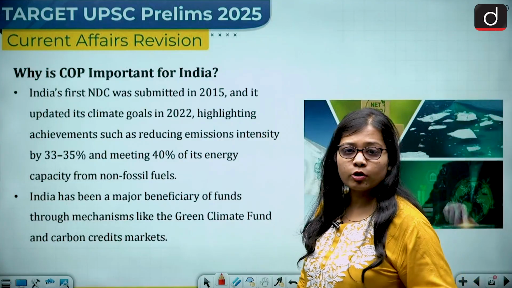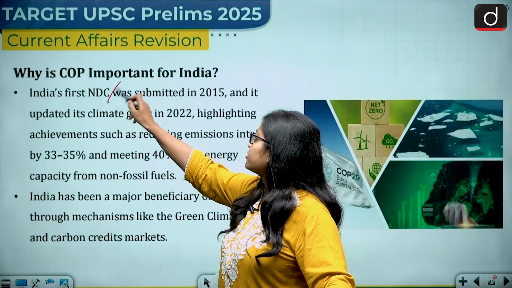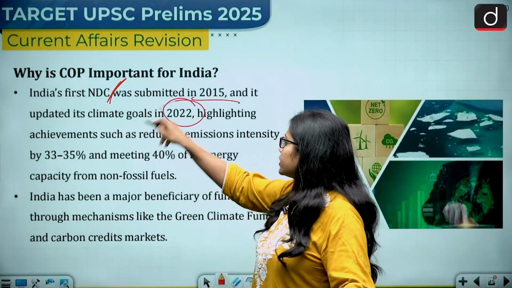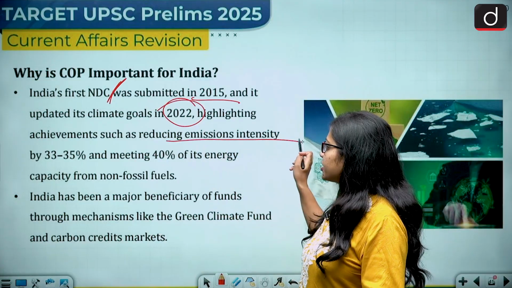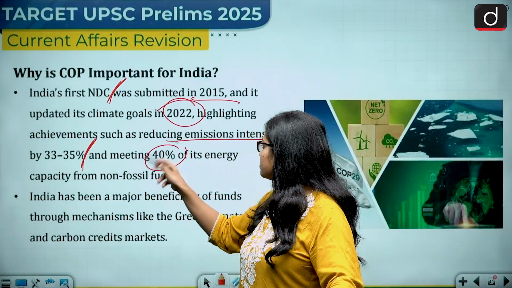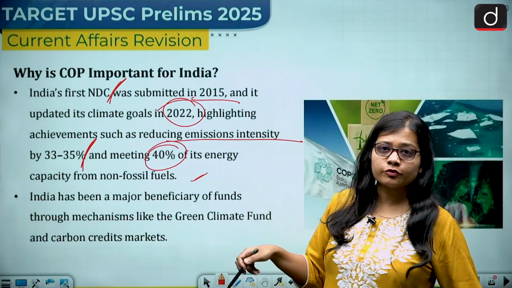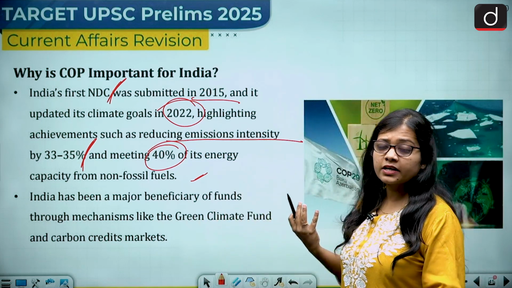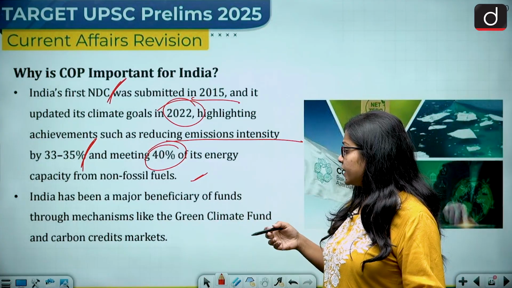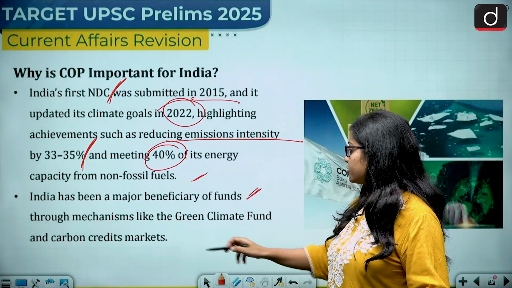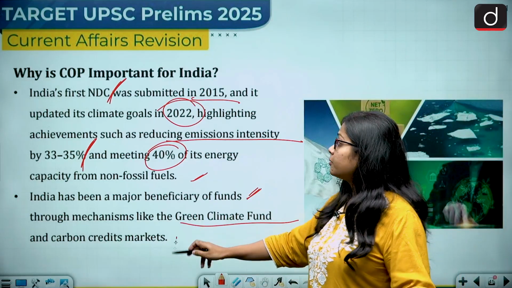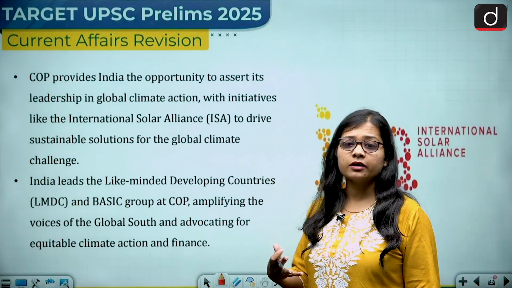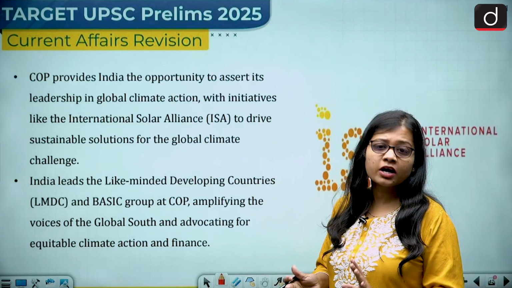Now, why is COP important for India? Because India's first NDC was submitted in 2015 and it updated its climate goals in 2022. This talks about reducing emissions intensity by 33 to 35% and meeting 40% of its energy capacity from non-fossil fuels like solar energy and wind energy, and reaching the net zero target by 2070. India has also been a major beneficiary of funds through mechanisms like the Green Climate Fund and carbon credit markets. These are a few of the reasons it becomes important for India to be part of the COPs.